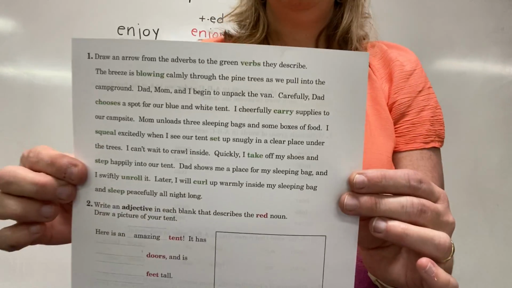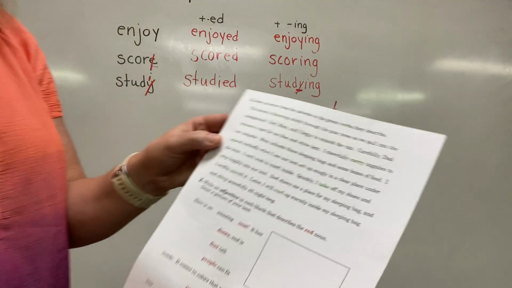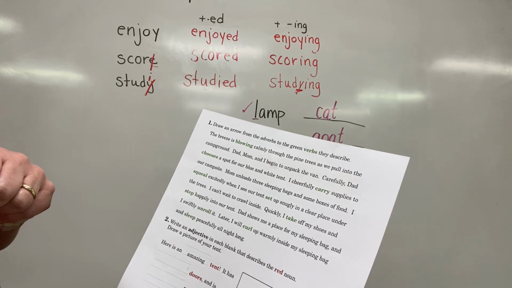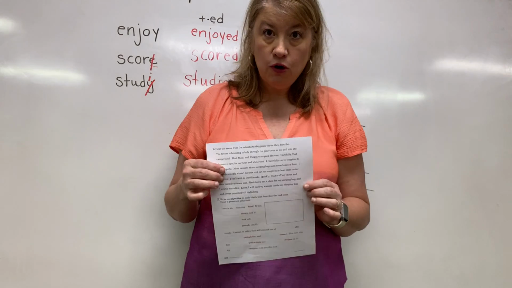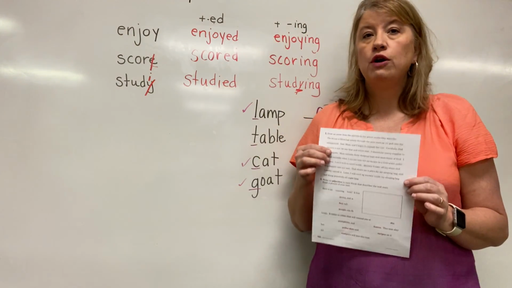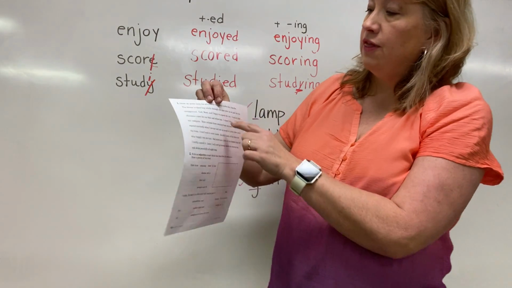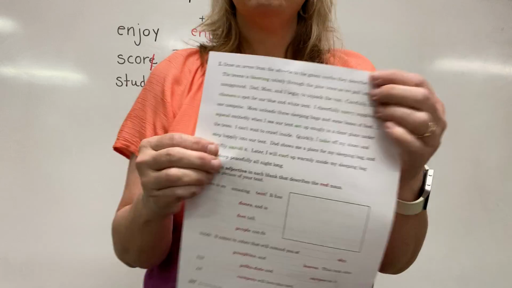Now let's look at the back. And I'm going to be telling you how to do this. It says draw an arrow from the adverbs to the green verbs they describe. Remember, adverbs describe verbs, and they are telling you about the verb. So you just have to figure out what it's describing.